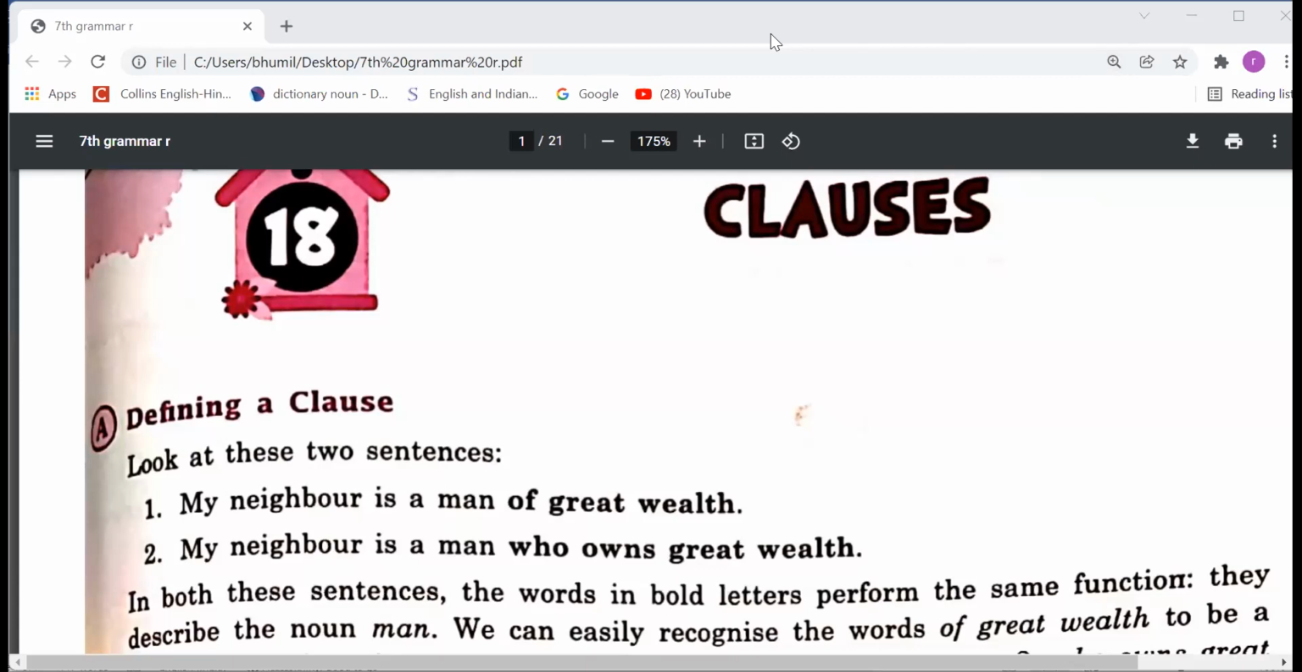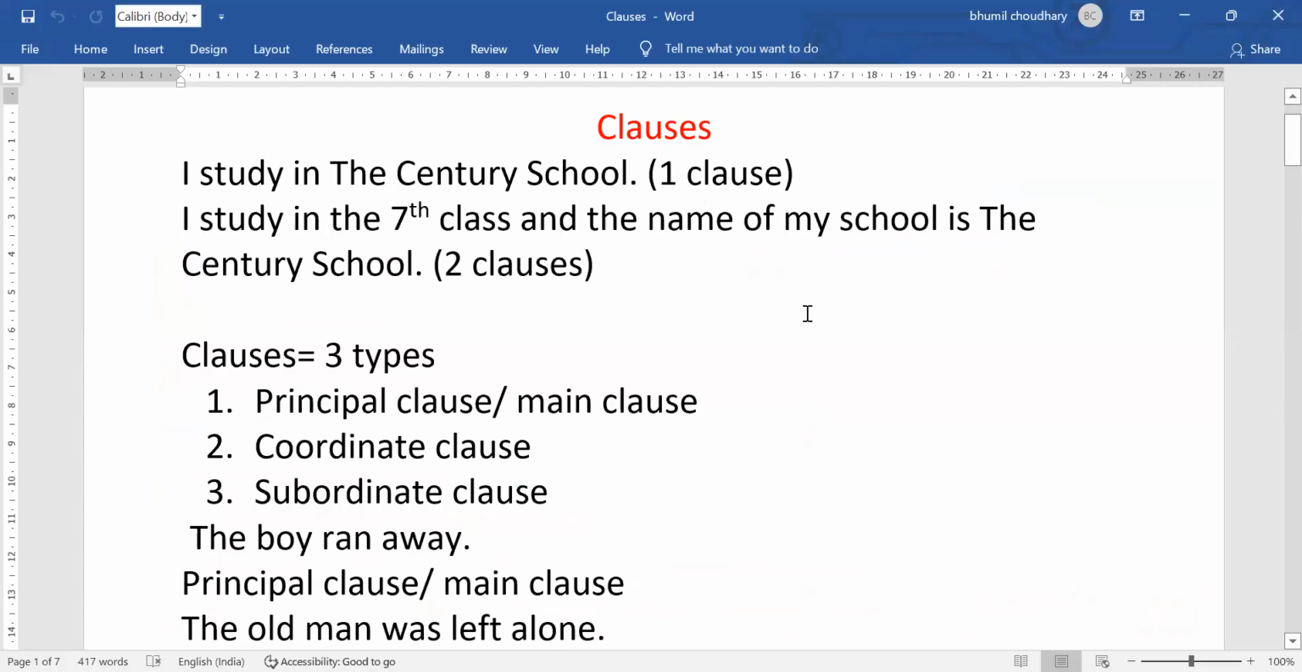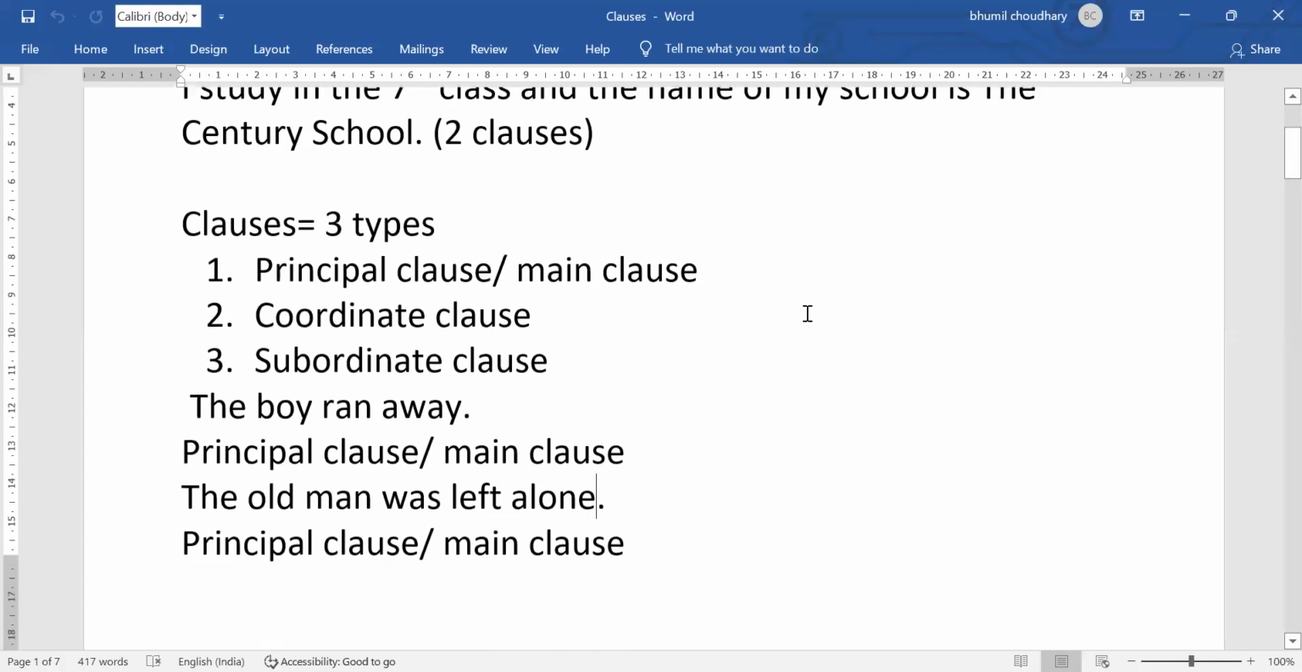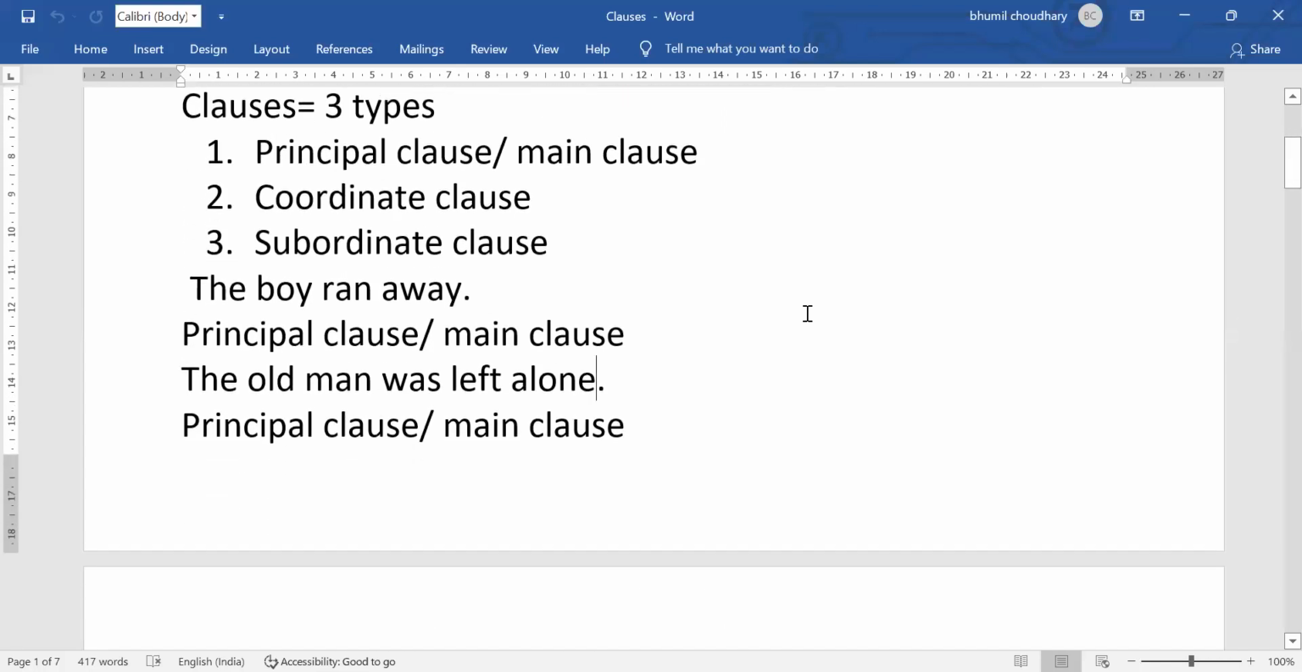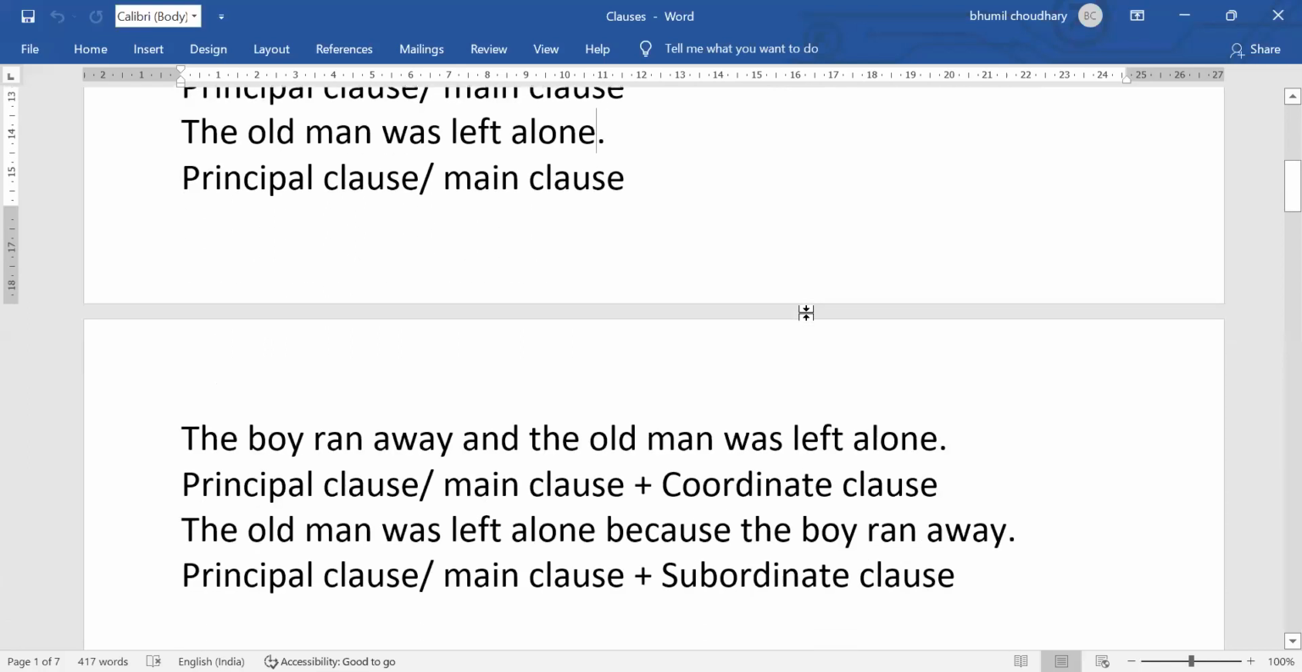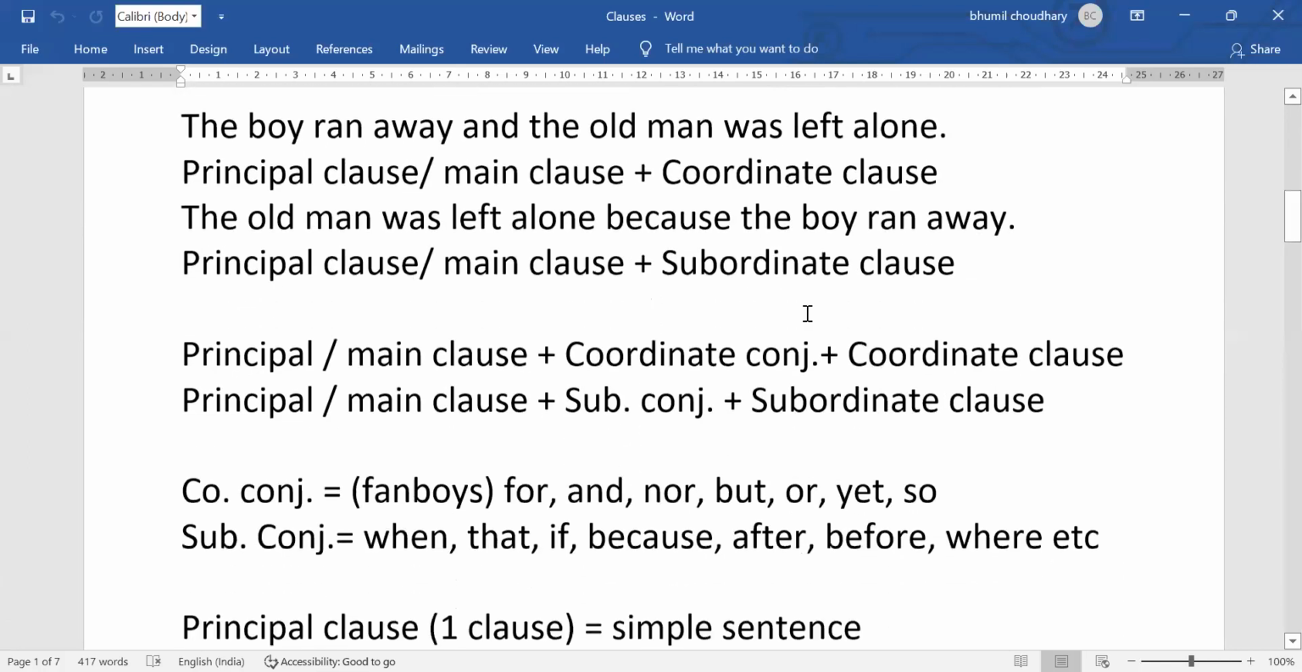So dear students, as we studied yesterday about the clauses, there are mainly three types of clauses. First of all, principal clause, that's also called main clause. Second is coordinate clause. Third is subordinate clause, right? So about these types of clauses we have studied in our previous class. Then with some examples, we understood this point, right?